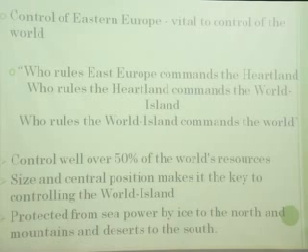And he said this based on the fact that this particular area, Eurasia, controlled well over 50% of the world's resources. Its size and central position made it key to the control of the world island. And also, as I said earlier, it is protected from sea power by ice to the north and the mountains and deserts to the south.